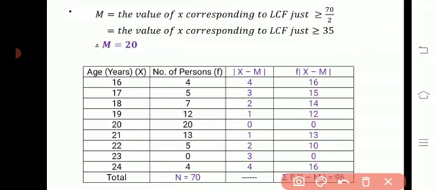Now age in years we will consider as x values, number of persons as frequency, and then we have to find absolute value of x minus m. Here m is equal to 20, means from all x values we have to subtract the median, that is m equal to 20. That is 16 minus 20, you will get 4, 17 minus 20 is 3, 18 minus 20 is 2, 19 minus 20 is 1, 20 minus 20 is 0, 21 minus 20 is 1, 22 minus 20 is 2, 23 minus 20 is 3, 24 minus 20 is 4.